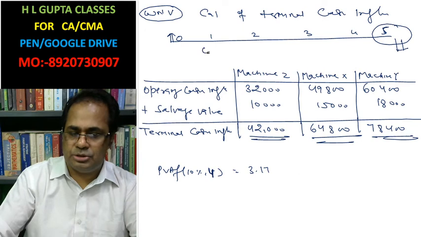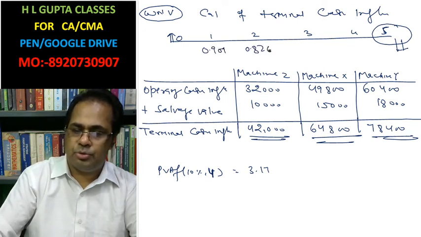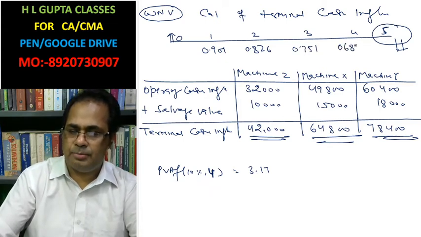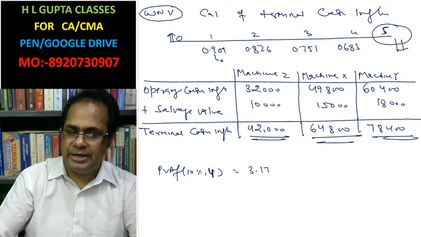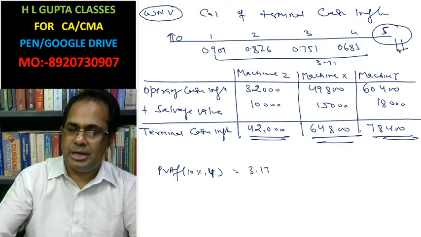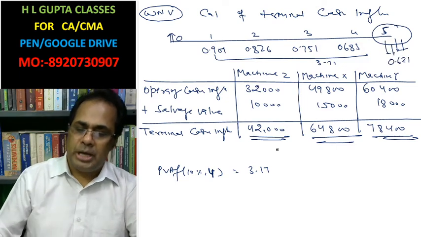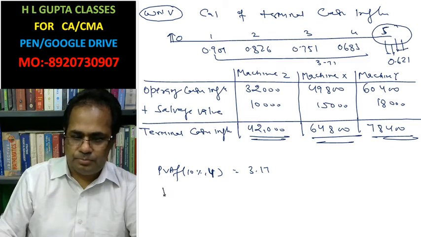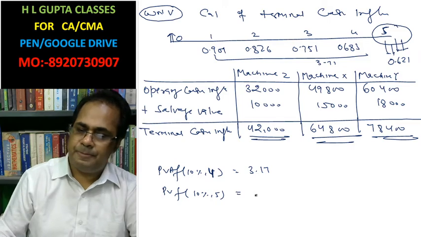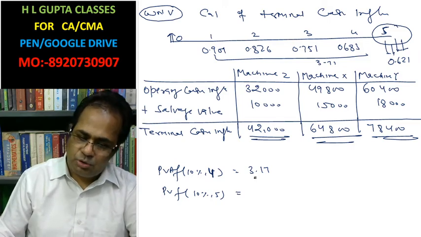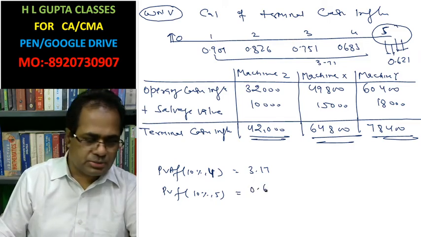This is present value 0.909, 0.826, 0.751, 0.683. And adding these all, we will get 3.17. And here the present value of this is 6.021. And the present value factor at 10% for 5 years is 0.621.